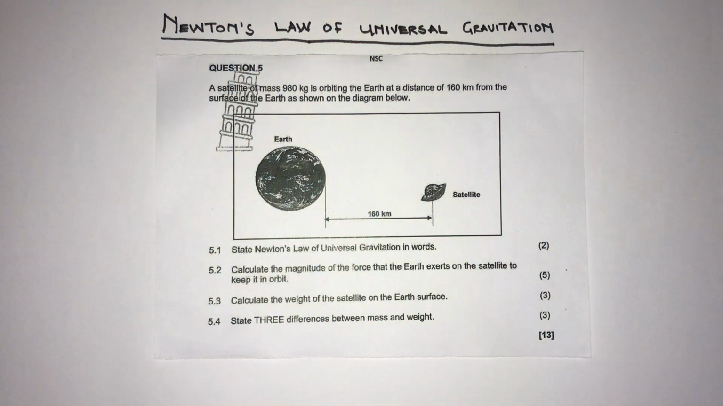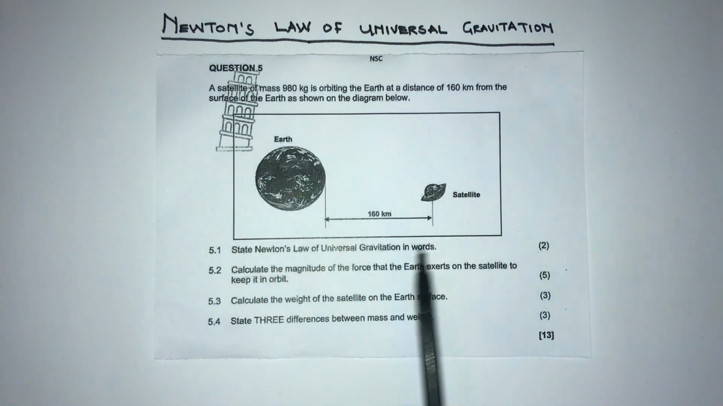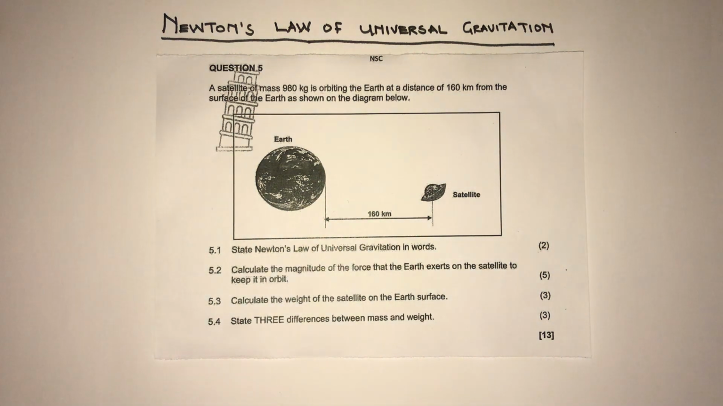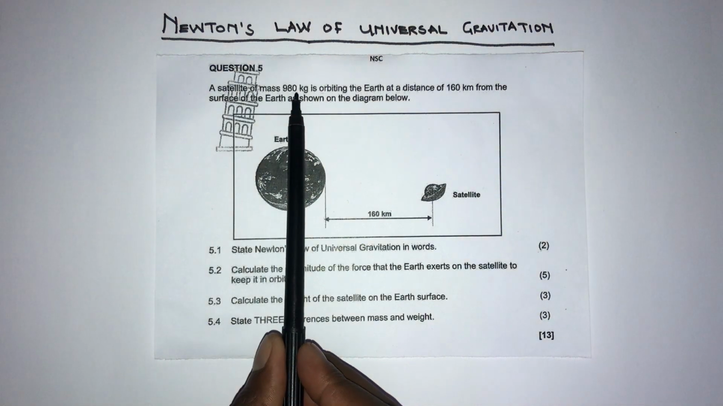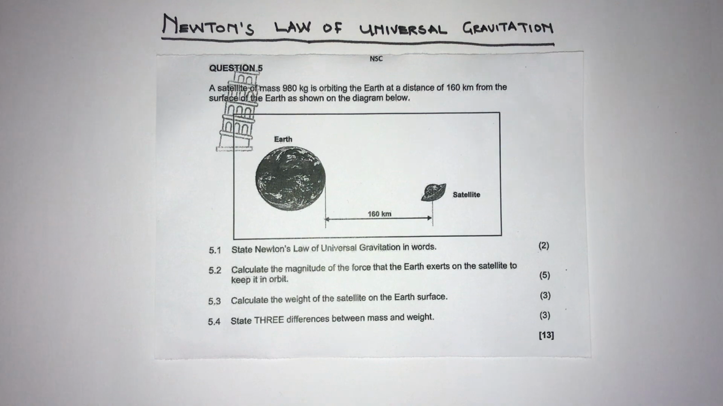Today we're just going to do Newton's law of universal gravitation. So the question is, there is a diagram, the Earth and the satellite, and then there is a distance between the Earth and the satellite. A satellite of mass 980 kg is orbiting the Earth at a distance of 160 kilometers from the surface of the Earth, as shown in the diagram below.